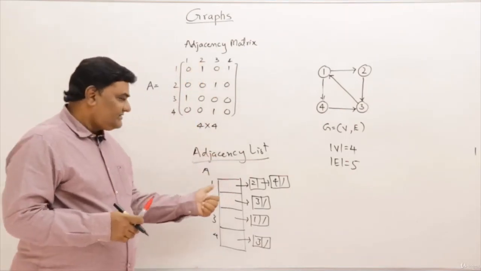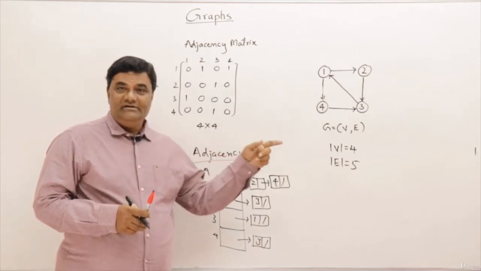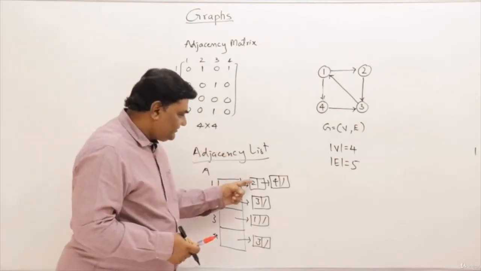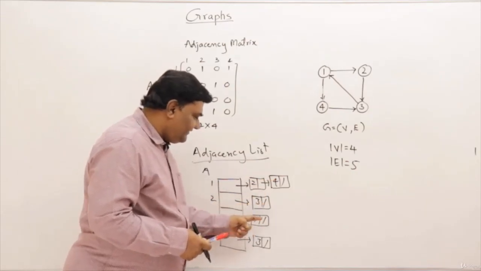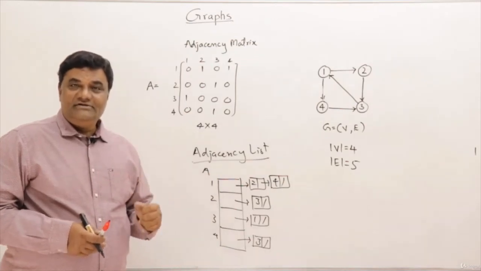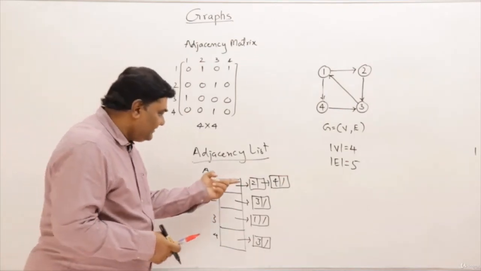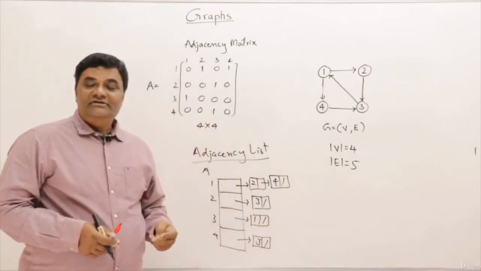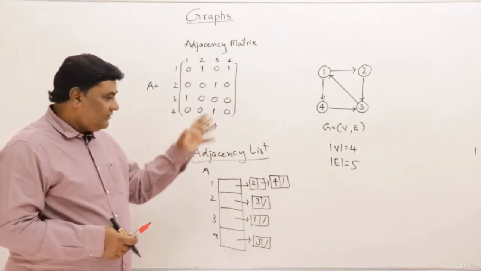But in adjacency list, we only have out degree. For in degree of vertex 1, I should search all linked lists and find out wherever 1 is occurring. So I found 1 time. So in degree is 1. I want to know in degree of 3. Yes, 1 time, like 2 times. So in degree of 3 is 2. So I have to check all linked lists.